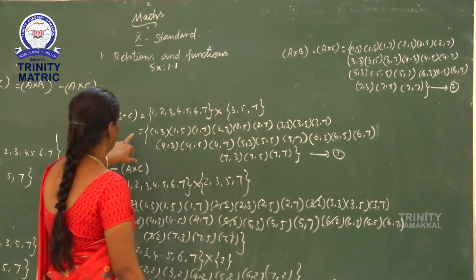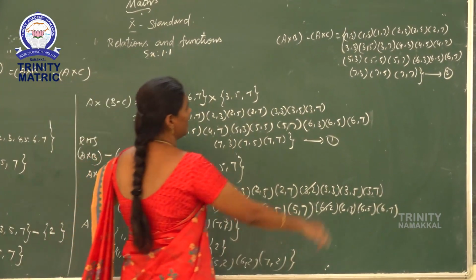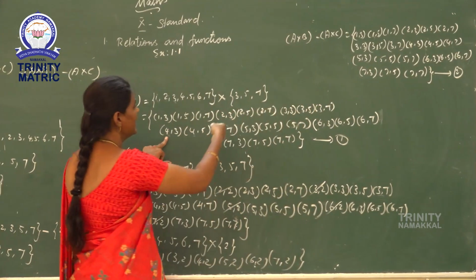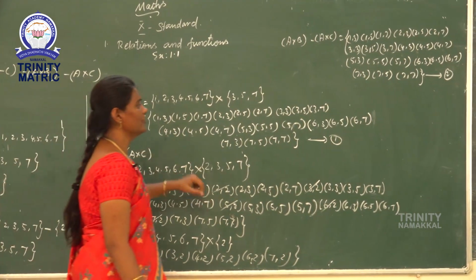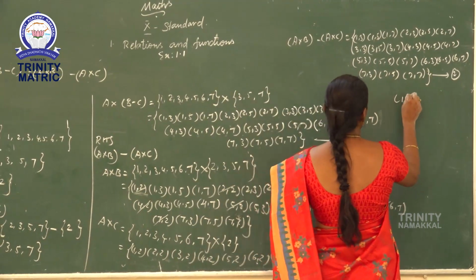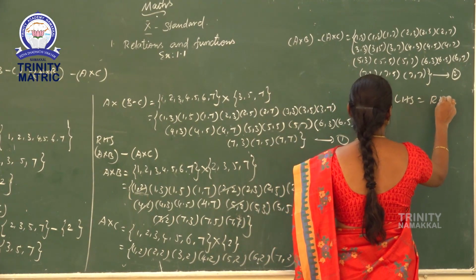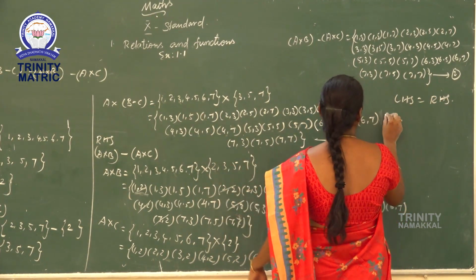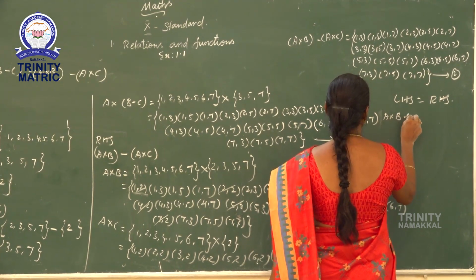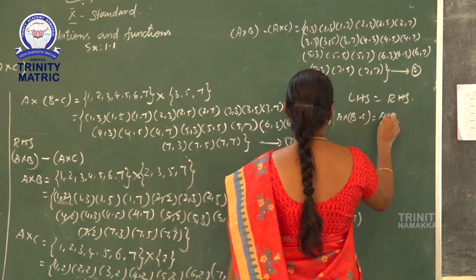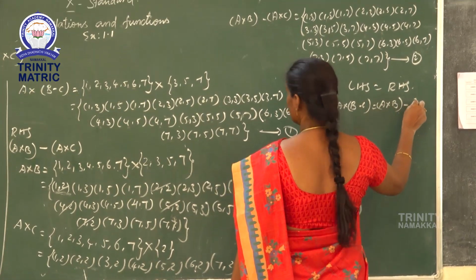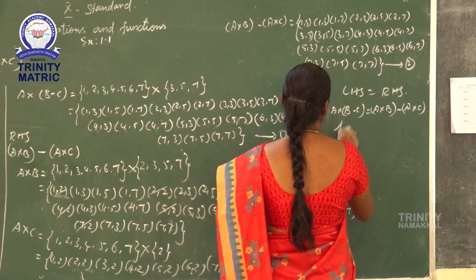See here, from equation number 1 and equation number 2, all the elements are equal. So from equations 1 and 2, left hand side is equal to right hand side. That is A cross B difference C is equal to A cross B difference A cross C. Hence verified.